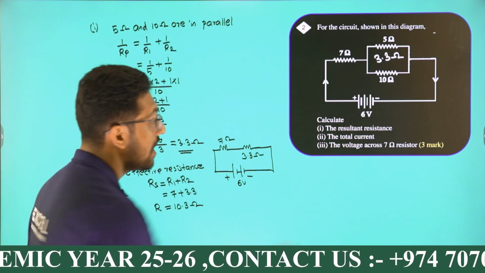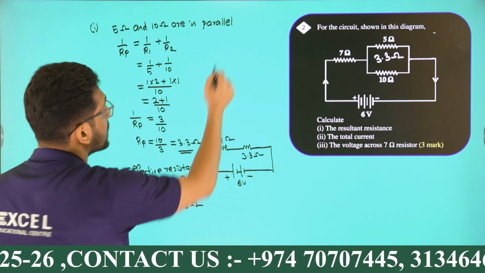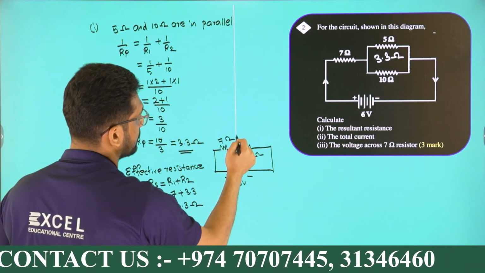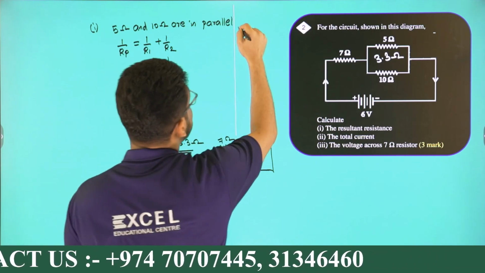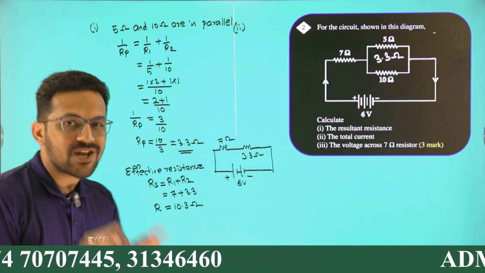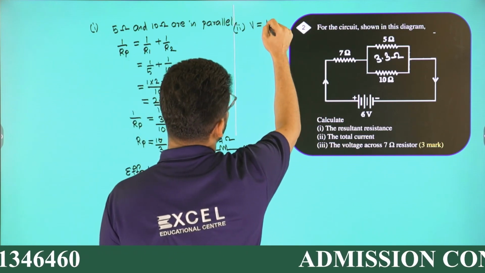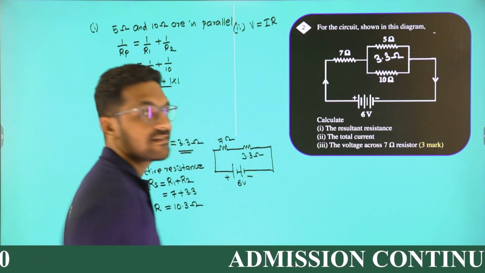What is the second one? What is the total current? That is the second one. Let's find the total current. Total current, second sub question. How to get the total current? You can use Ohm's law. According to Ohm's law, voltage is equal to current into resistance.